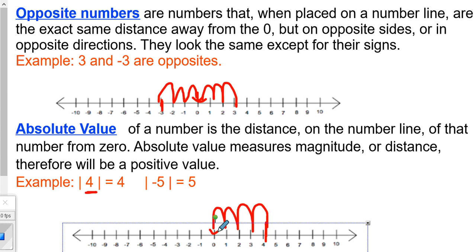Then we have the absolute value of -5. So when we look at -5, which is right here, 1, 2, 3, 4, 5. That's 5 units from 0, which is why the absolute value of -5 is 5. So whenever you take the absolute value of any value, it's always going to be positive for your answer.